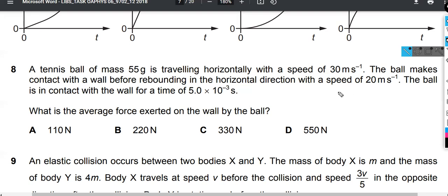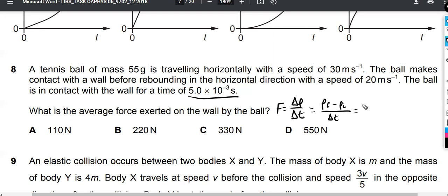All right, so since we want force, we're going to say it's the rate of change of momentum, and we're given the time for our denominator right there. So it's really about calculating the final momentum minus the initial momentum. So the final momentum is going to be mass times the final velocity. The initial momentum will be mass times the initial velocity.